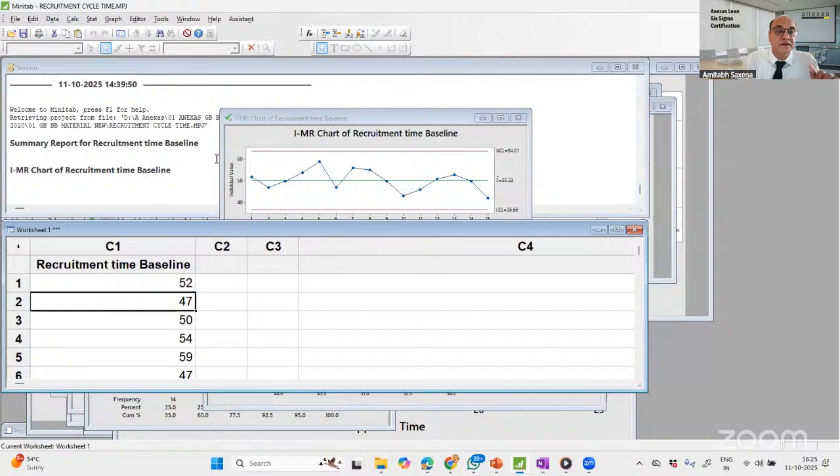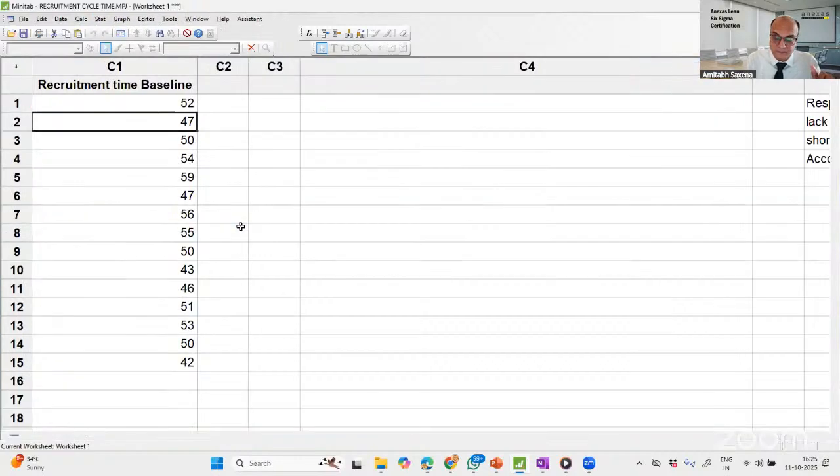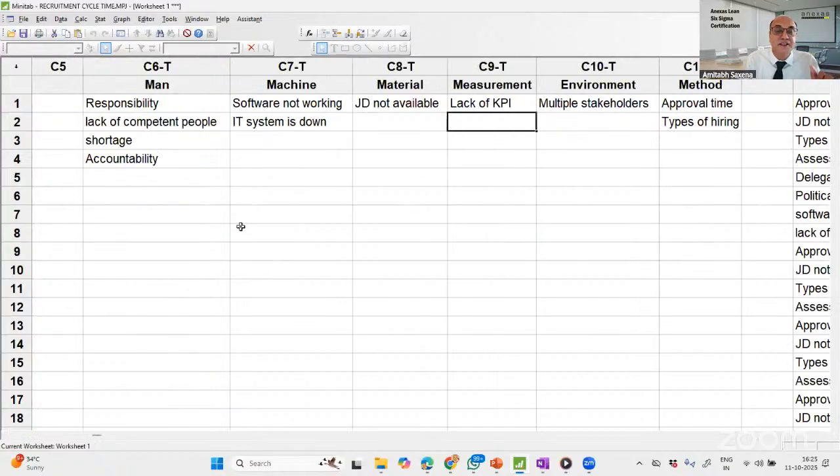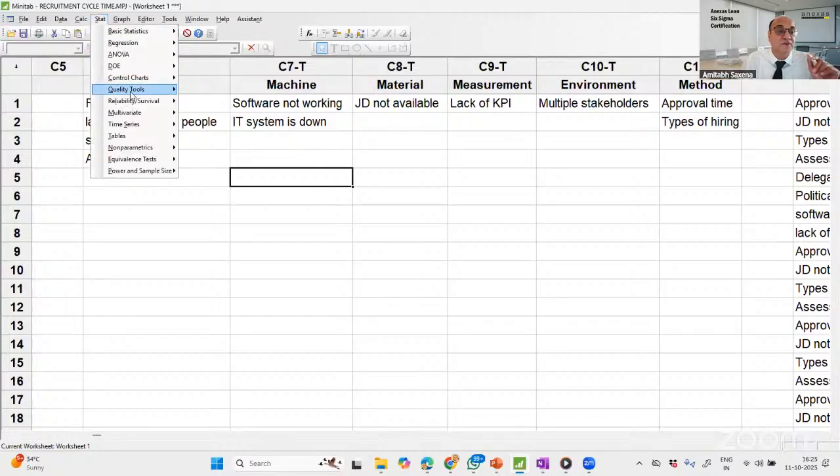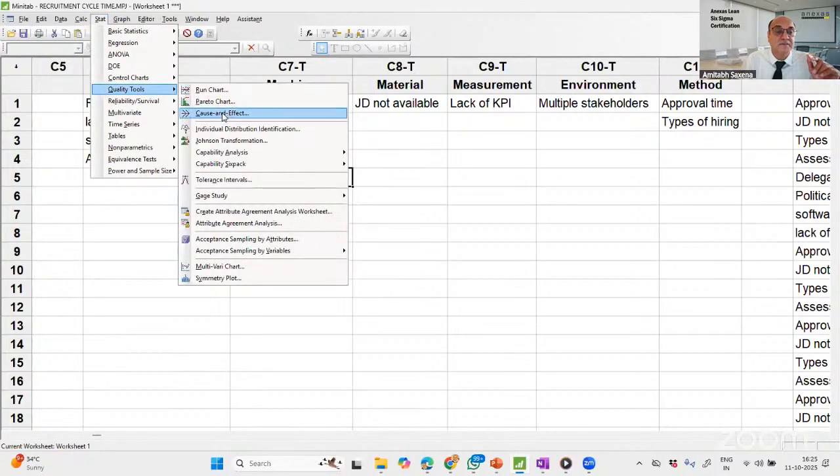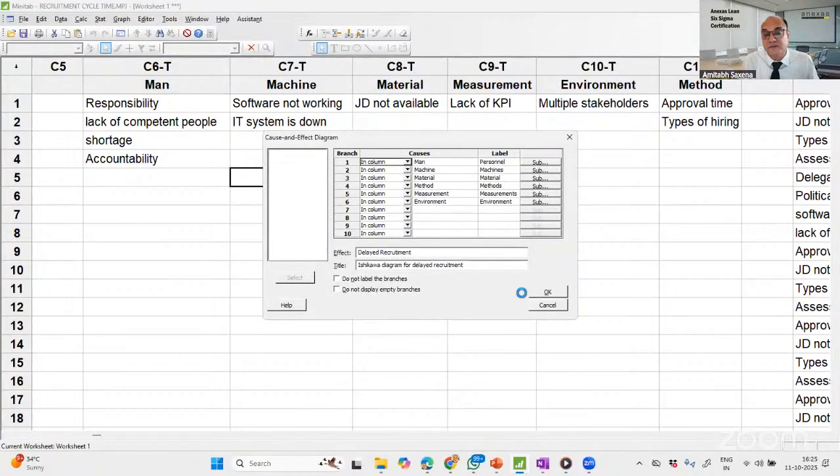So here we have listed down man, machine, material. This is a fishbone diagram. We call it a fishbone diagram because it looks like a fishbone; it is also a cause and effect diagram. Man, machine, material related causes, measurement related causes, environment related causes, methods related causes. Just go through this and let's make the cause and effect diagram. It will make the diagram for you.